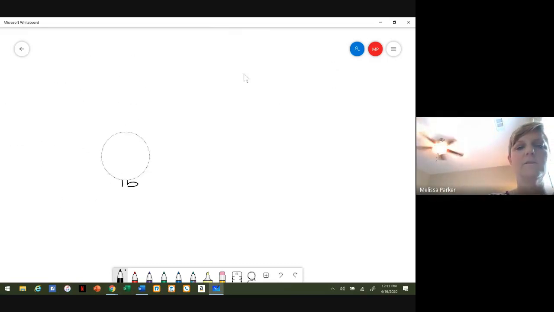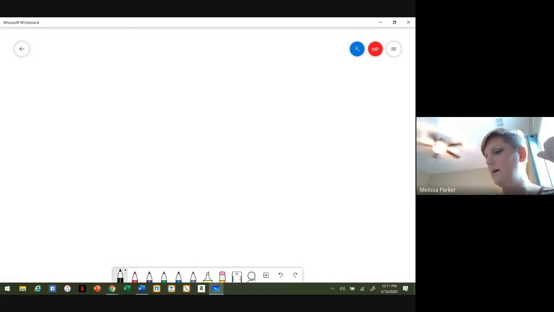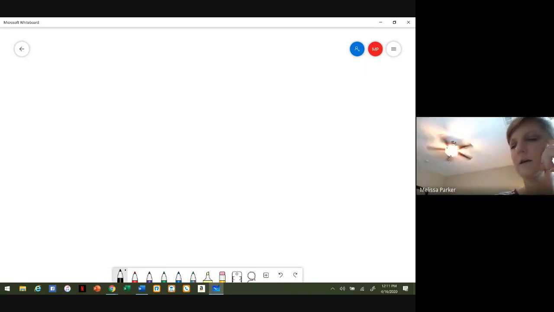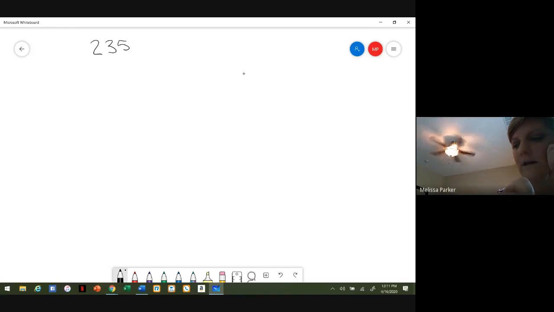So you guys have the unit conversion on page 26, okay? So the first problem says that it's 235 milligrams, and then it wants you to know how many grams is that, okay?